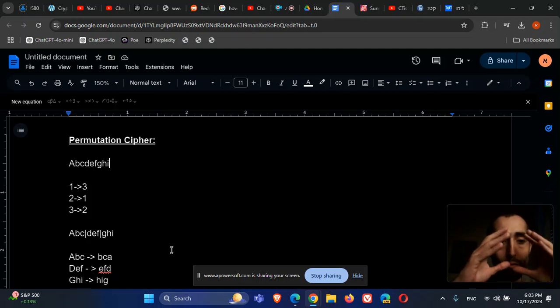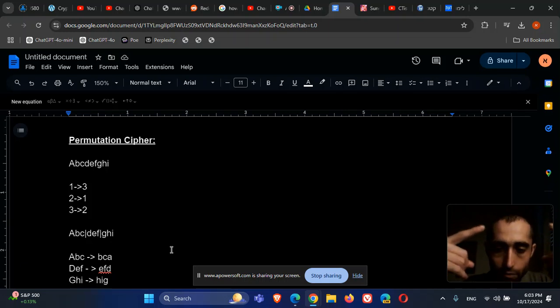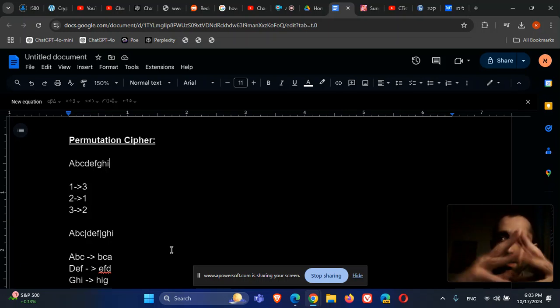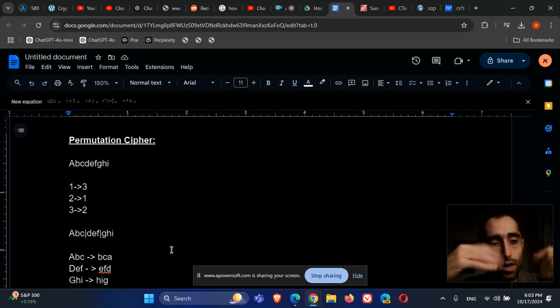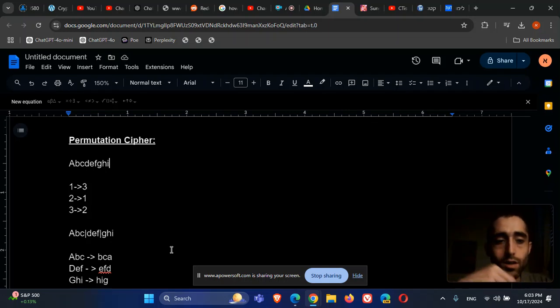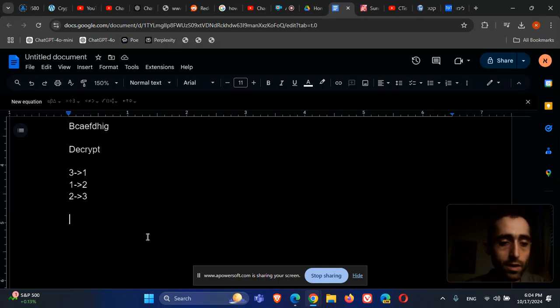Just for you to know that I can represent a permutation cipher using matrix multiplication, and this connects us to the Hill cipher. The permutation cipher is just a type of Hill cipher where the key matrix K in the Hill cipher is just a permutation of the identity matrix, to get a permutation matrix.